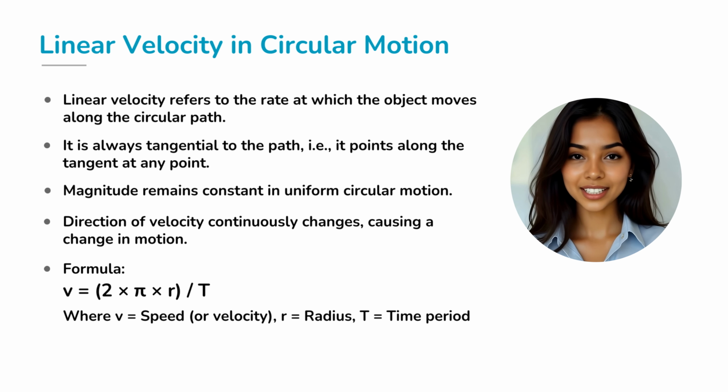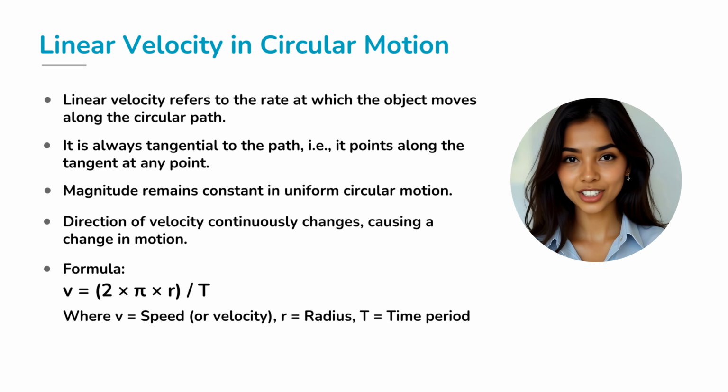Let's talk about linear velocity. In circular motion, linear velocity is the speed at which the object moves along the circumference of the circle. But unlike straight-line motion, here the direction of this velocity is constantly changing. It is always tangential, that is, at a right angle to the radius at any given point. For uniform circular motion, this tangential speed stays the same, although its direction shifts every moment.